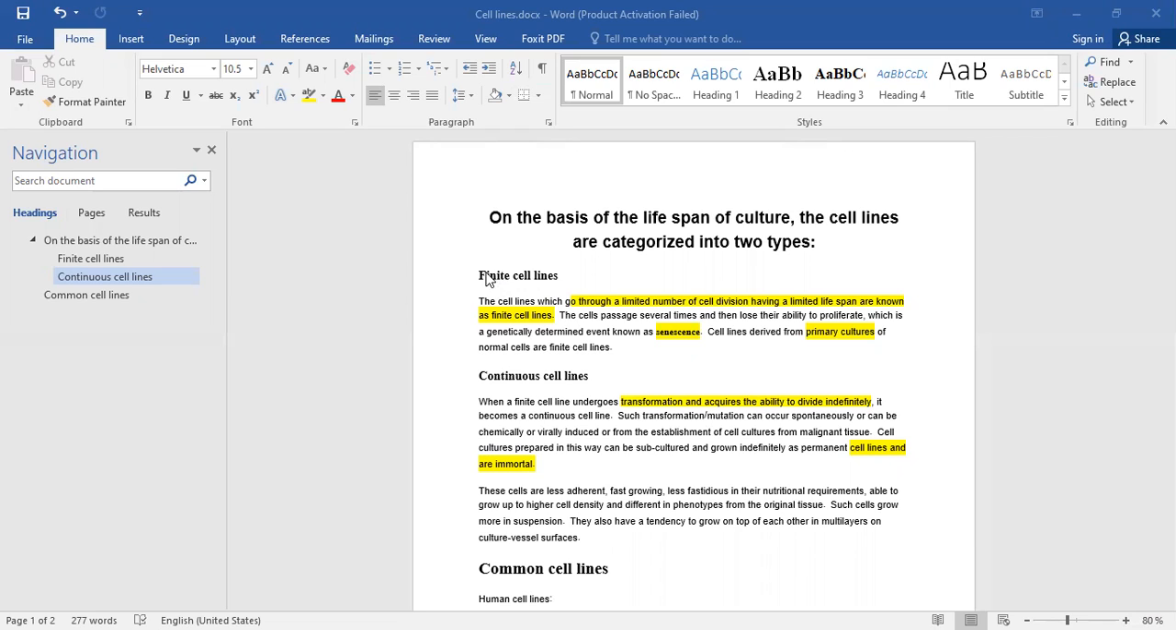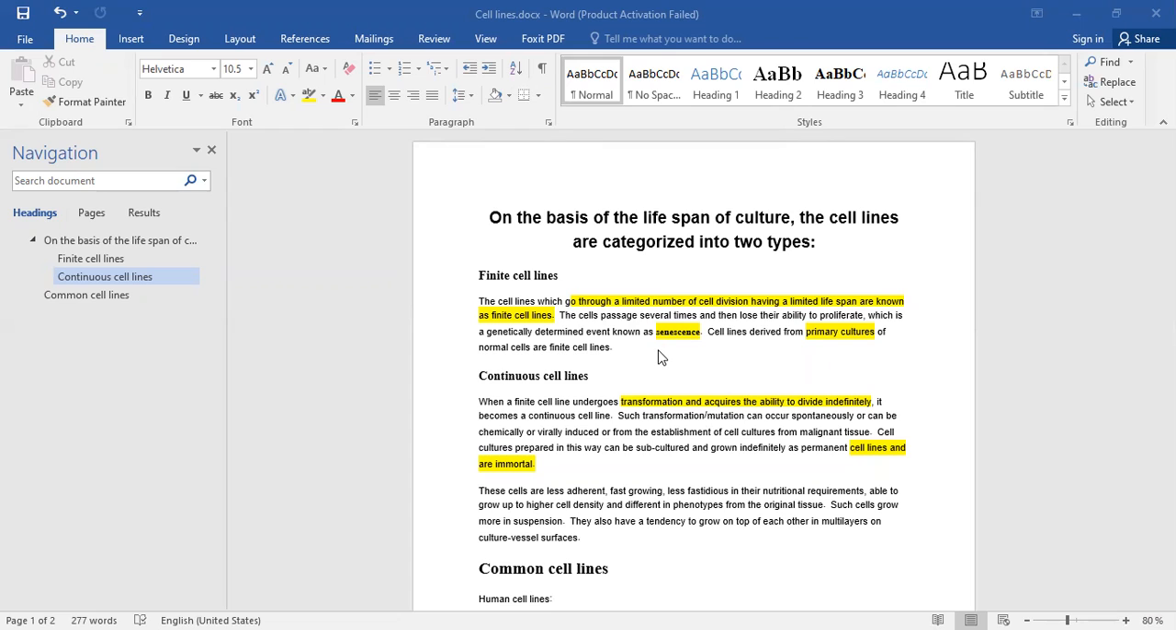So the cell lines which have the capability to divide for a limited period of time are known as the finite cell lines. They will not divide continuously, but they will divide for a limited period of time. And after that, these cells can go to death. They will not proliferate, they will not divide, so they will go to death. This death is known as senescence, cell death.